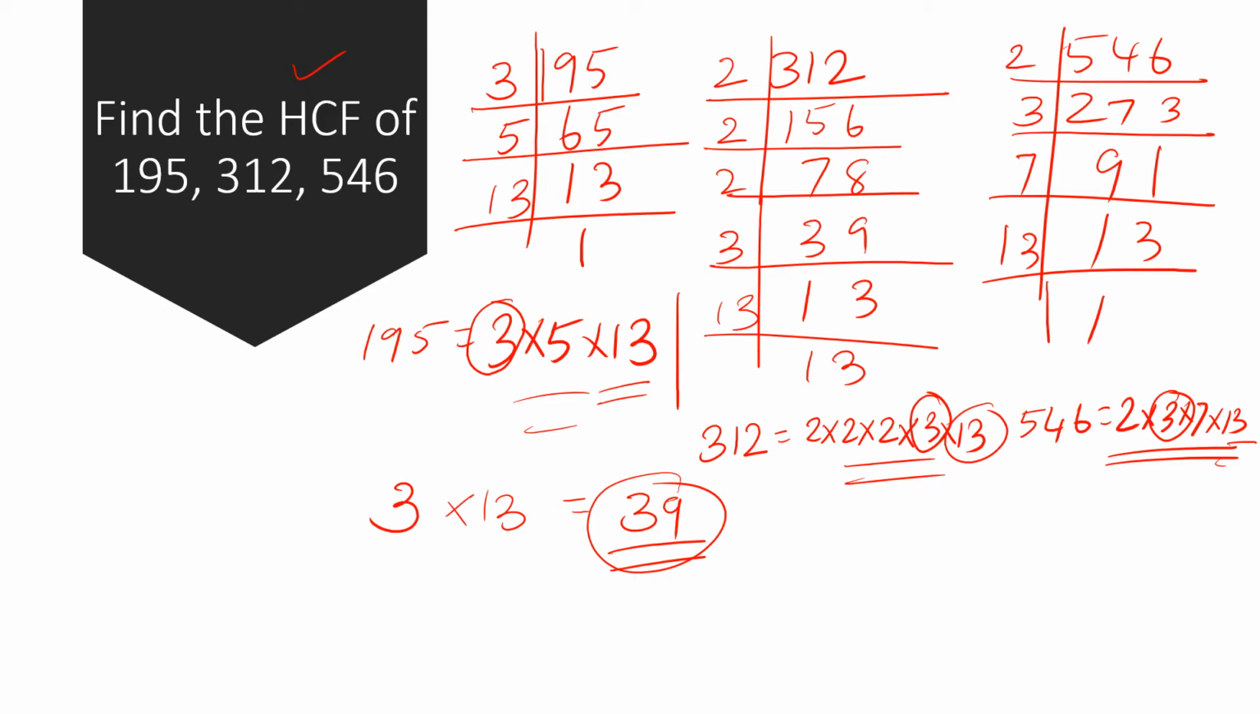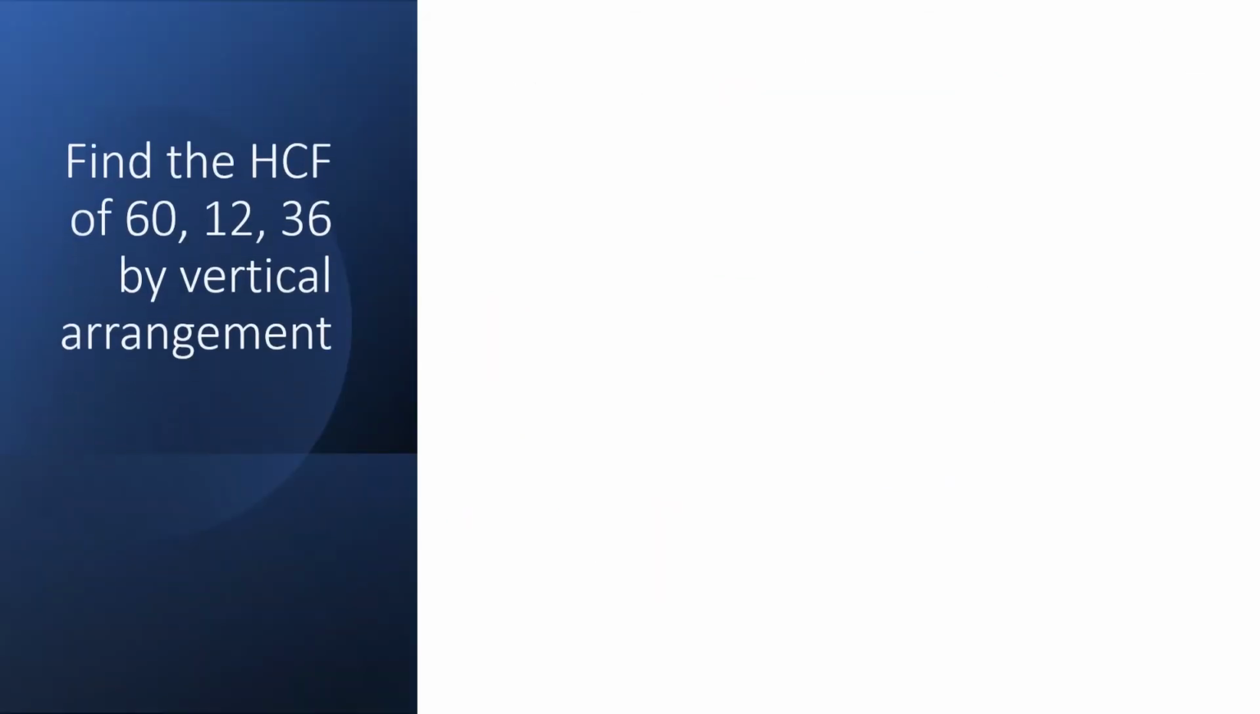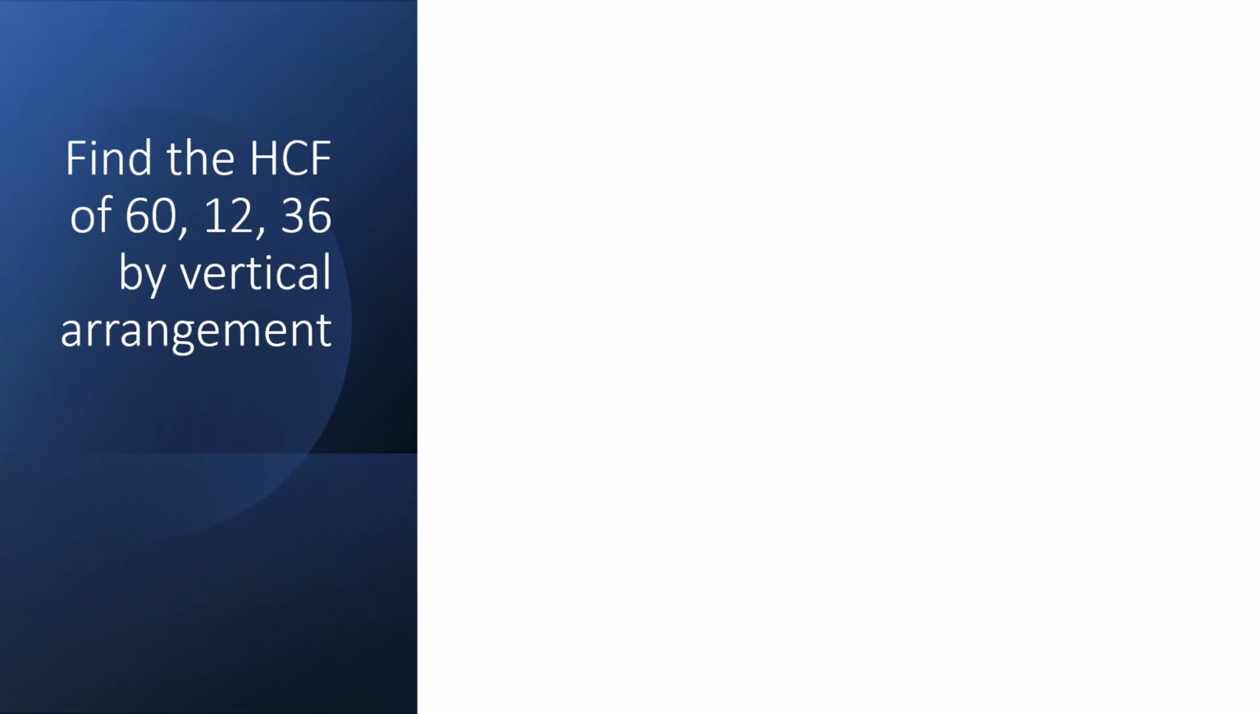Understood, my dear student? The concept is finding out the common divisor between these three numbers. This is what is highest common factor. If you are asked to find out the common factor of 60 and 12 and 36, you will simply and quickly do it.